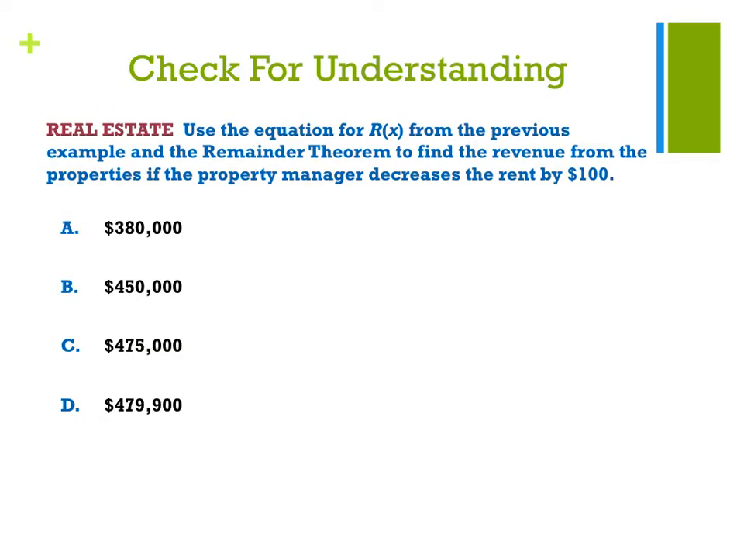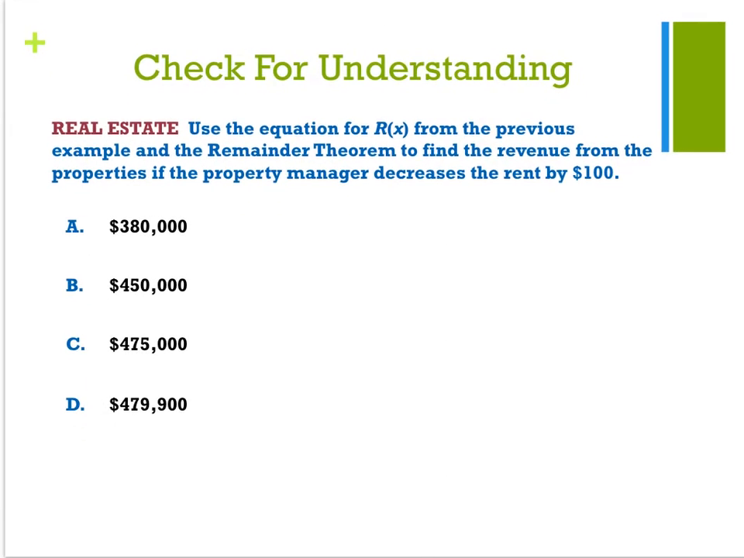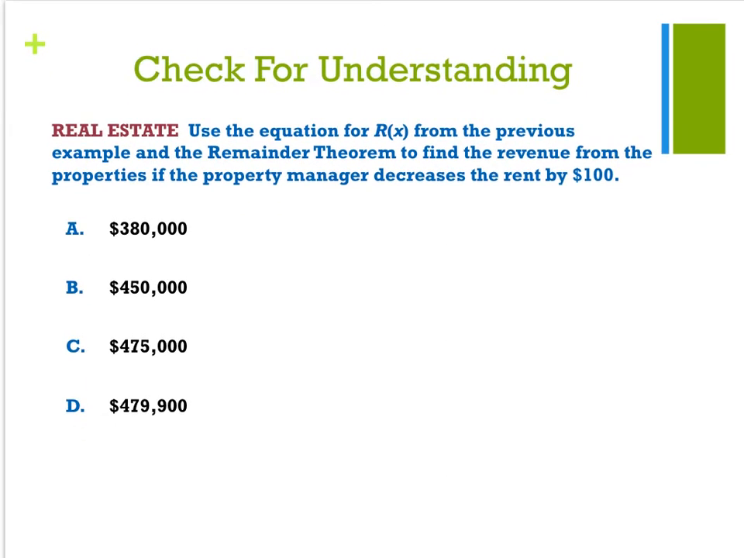Okay, so I'm going to check for understanding here. We're going to use that same equation from the last example, R of X, and the remainder theorem to find the revenue from the properties if the property manager decreases the rent by $100. So we're using that same function, R of X, from the previous example for the revenue, and we want to know how much revenue is created if the property manager decreases the rent by $100. You have 4 choices, A, B, C, and D. So go ahead, work out the problem, and then select your answer.